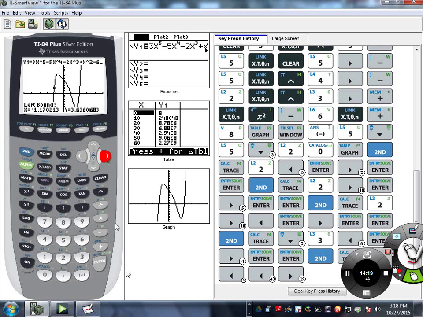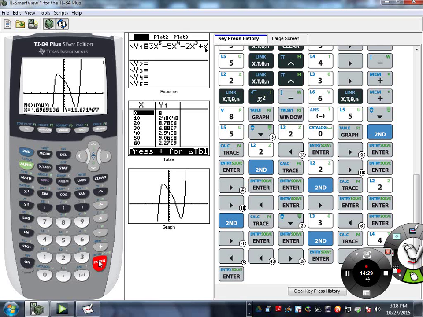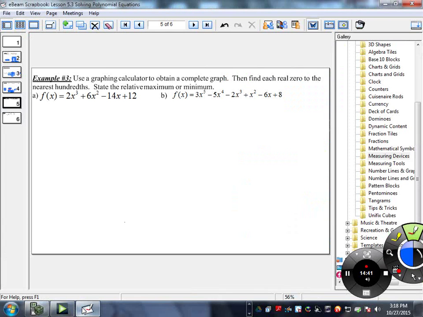All right, so for this relative maximum, there's a left bound. Here's something to the right. I'm going to press that I want it to guess. And it will give me a relative maximum of negative 0.7, 11.67. So I would mark those things down.